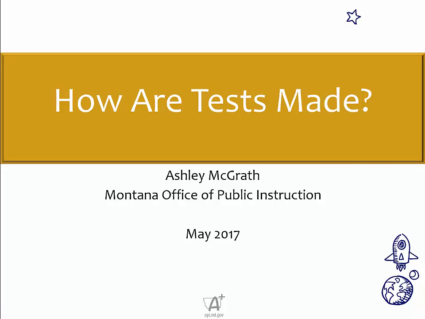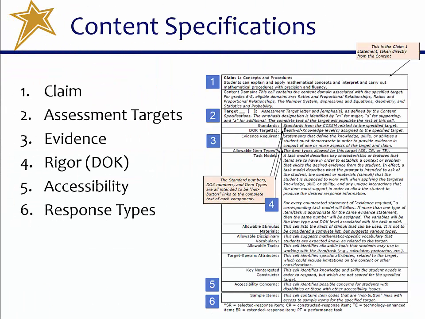This video is part 2 of how tests are made. Here's an example from the Smarter Balanced Mathematics General Item Specifications, grades 6 through 8 content specification, as no consortium has released or developed any of this information for the Next Generation Science Standards.